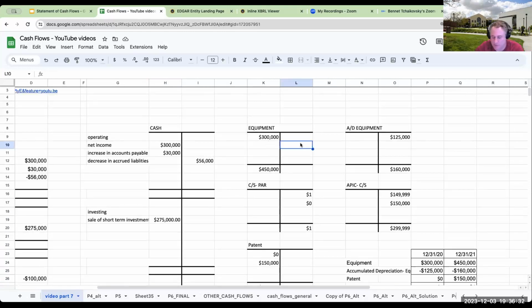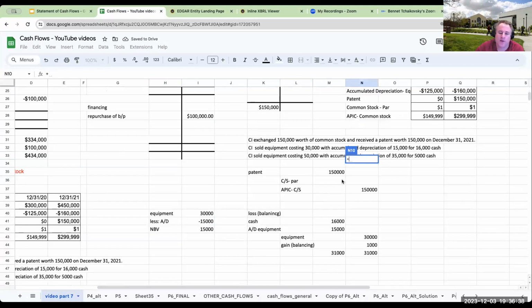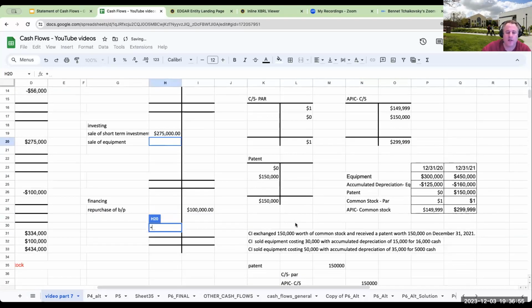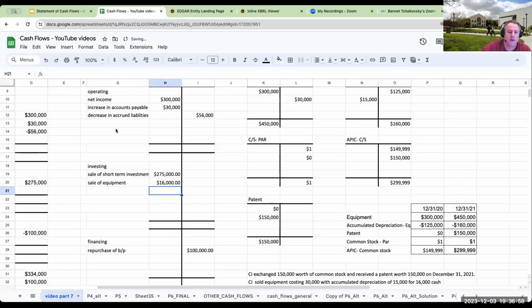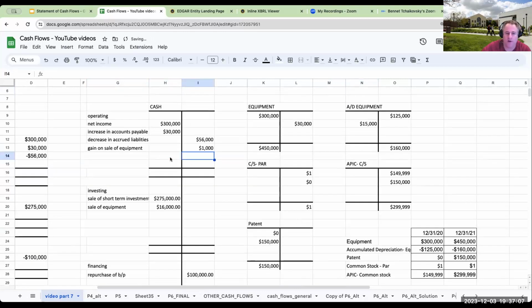Over here, I sold equipment. This is going to be shown over here as a credit for 30. The accumulated depreciation on the equipment is going to be a debit for 15,000. The cash I receive is going to be in the investing section. I need to break out each sale of equipment separately. So my sale of equipment, it's going to be right over here, 16,000. I'm going to have a gain on sale of equipment. My gain on sale of equipment will be a credit. Remember, I'm directly crediting over here, and this will be in the operating section. Okay, so that's our first one.